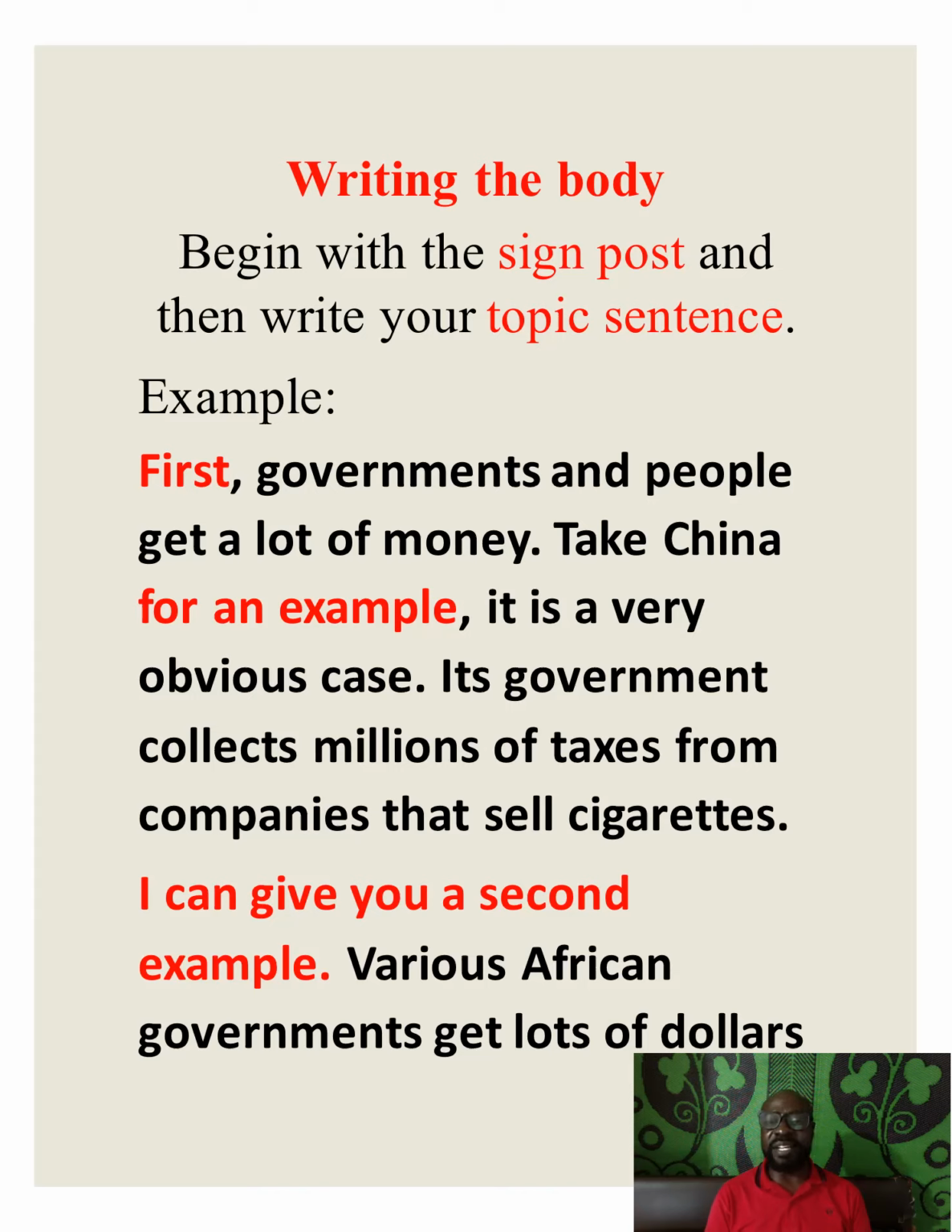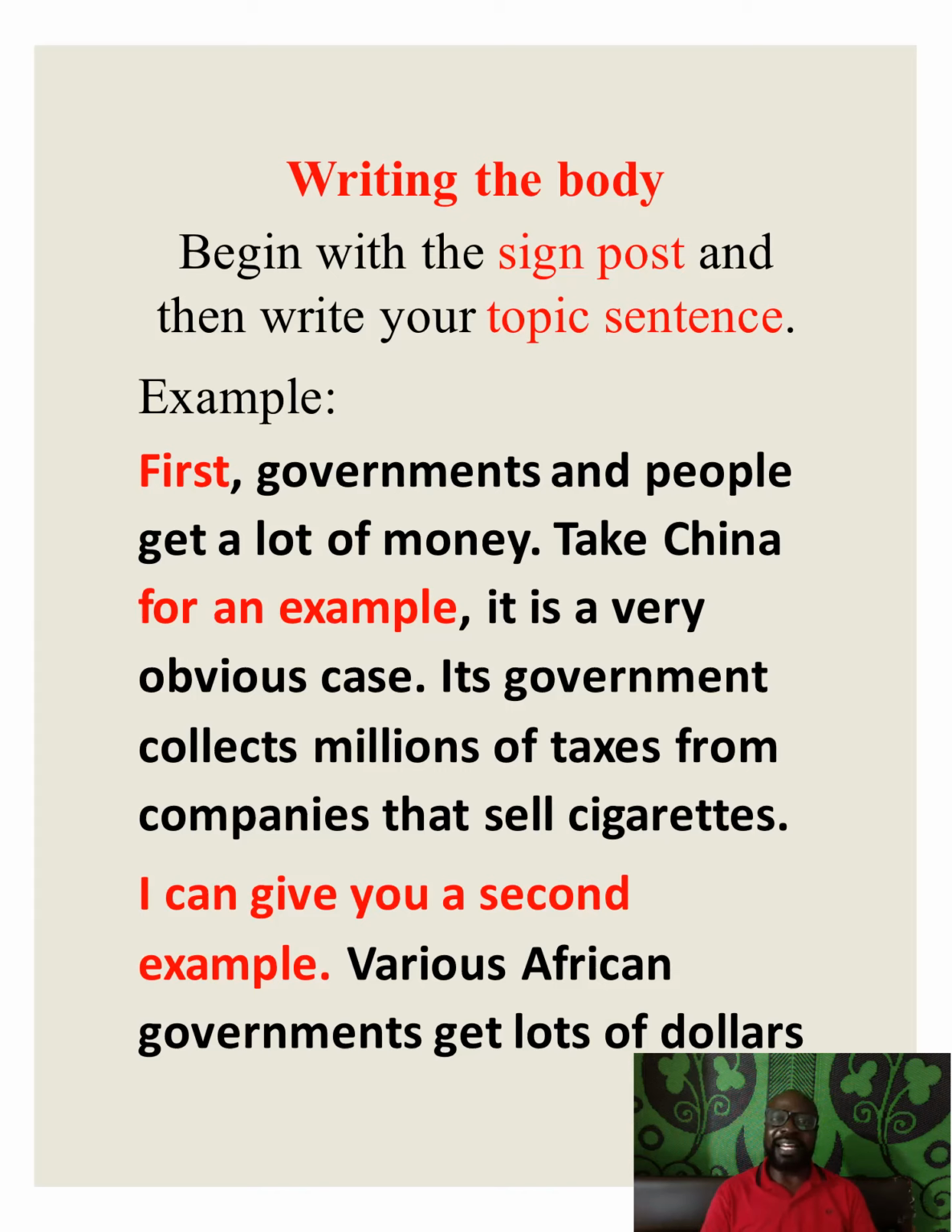First, governments and people get a lot of money. How? You give us examples. You give details. Take China, for example. It is a very obvious case. Its government collects millions of taxes from companies that sell cigarettes. I want you to notice that this paragraph is for money. Nothing else. Everything in this paragraph is for money.